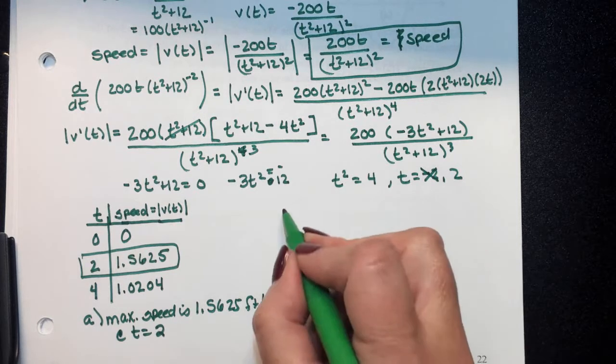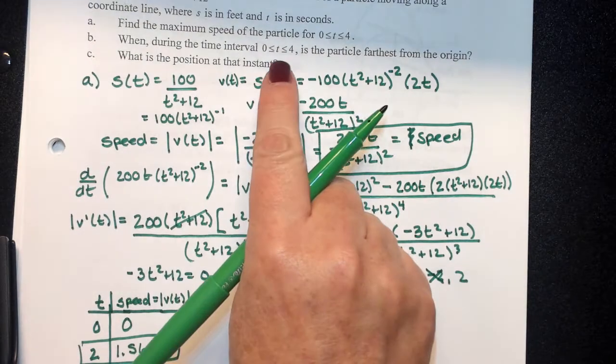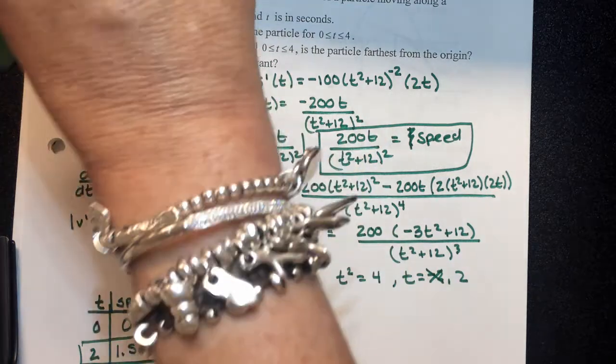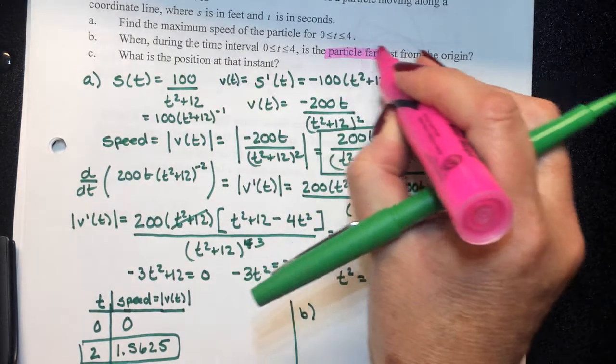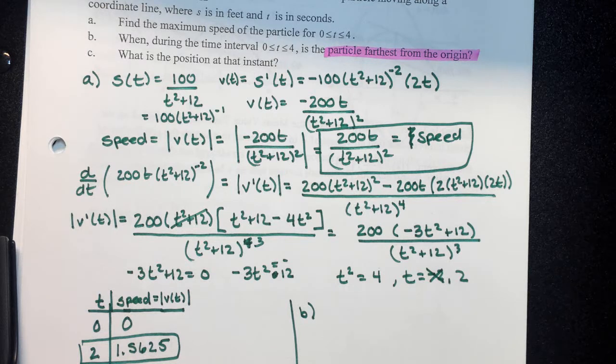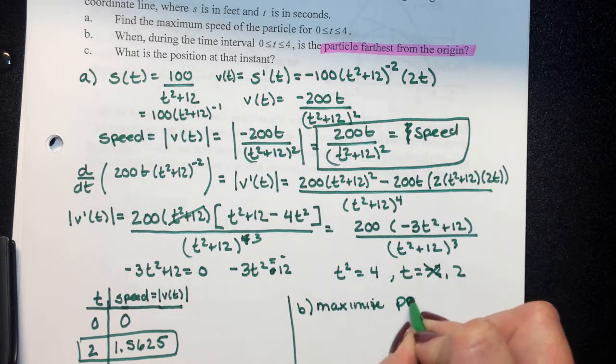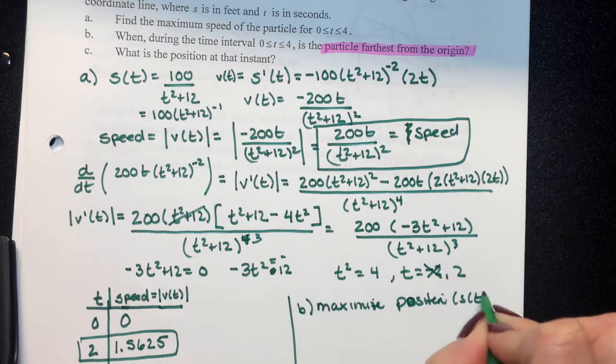All right. So then let's see. Last two parts. Part B. When during the time interval 0 to 4 is the particle farthest from the origin? Well, farthest, we're talking about maximizing what? We're talking about maximizing a distance. So what function are we trying to maximize? We got 3 choices. Well, actually 4. Position, speed, acceleration, or velocity. Position. So we're trying to maximize S of t.